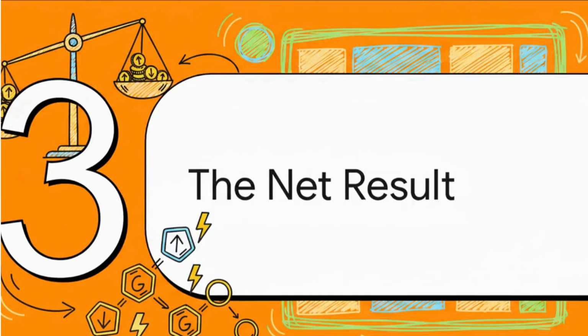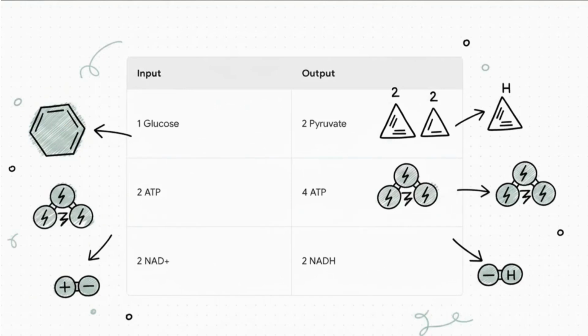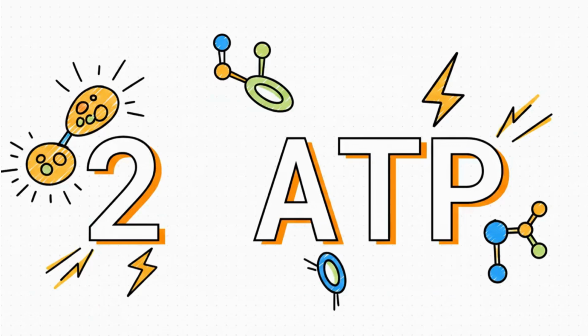Okay, so we've seen the investment and we've seen the payoff. But what's the final tally? What's the net result? And why is this so important? Let's look at the final numbers. We put in 1 glucose molecule and invested 2 ATP. What did we get out? 2 pyruvate molecules, 4 ATP, and 2 NADH. So when you do the math, we spent 2 ATP but made 4. That means the net profit for the cell is 2 ATP and 2 NADH.